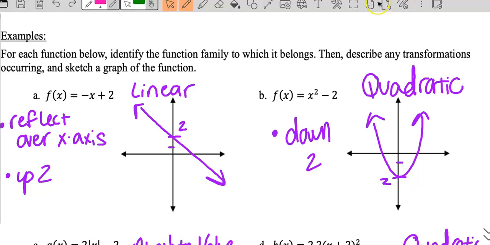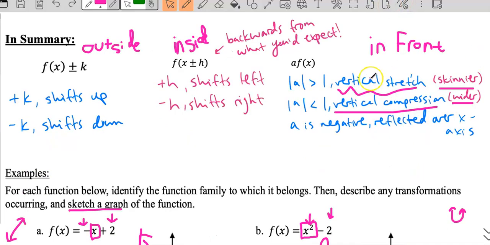So to summarize, you can have 7 different types of transformations. It can happen outside the function, inside the function, or in front of the function. If it's positive outside, it goes up. Negative outside goes down. Inside the function, opposite of what you think. Positive is left, negative is right. In front of the function, that's either your stretch or your compress. And if it's negative, it's going to flip or reflect.